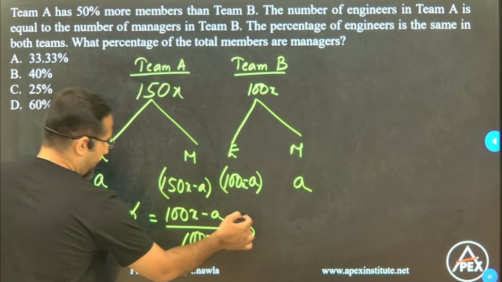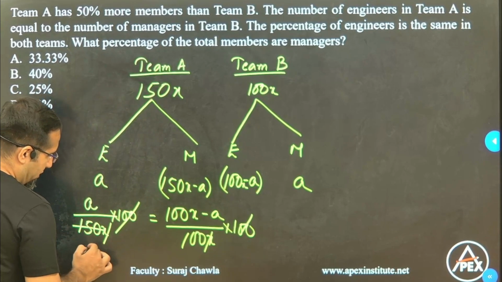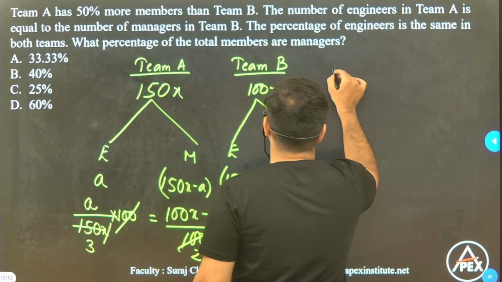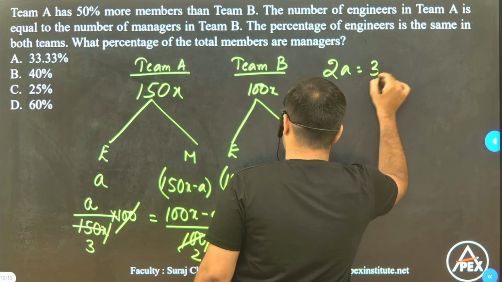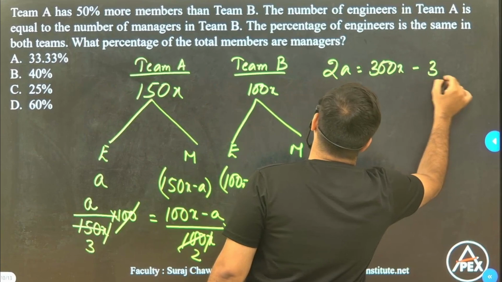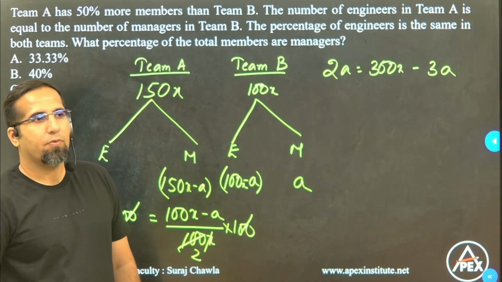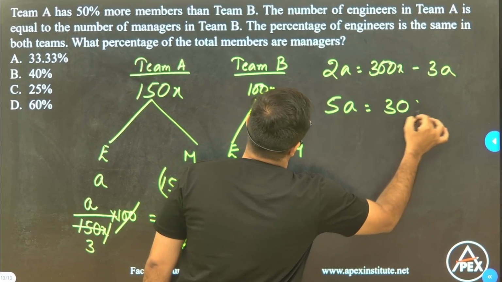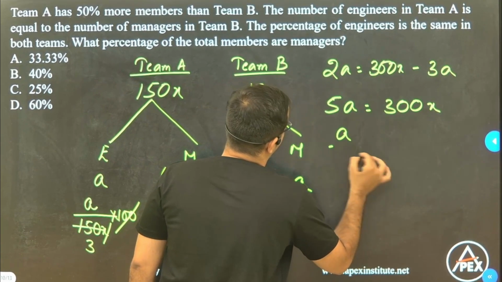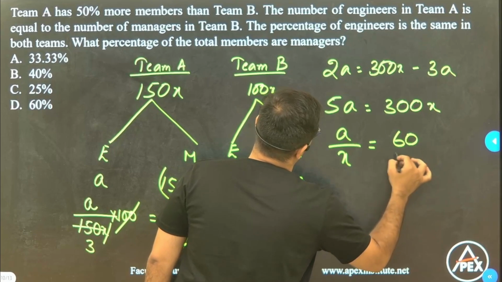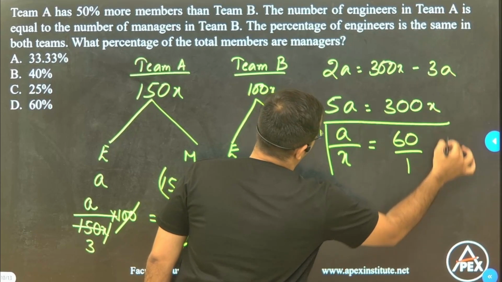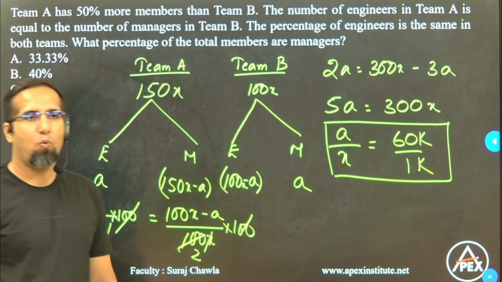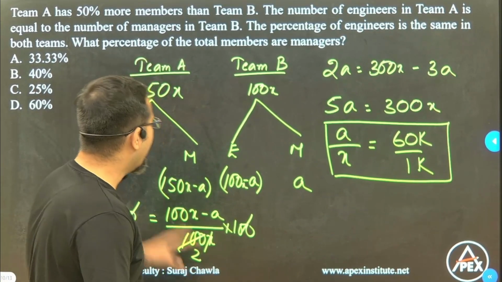So the 100 100 cancels, x x cancels, this is 3s are, this is 2s are. Let's cross multiply. So what do we get? We get 2a is equal to 300x minus 3a. When I transpose the values, what do we get? 5a is equal to 300x, and we get a by x is equal to 60 by 1. Now that we have the ratio, we can assume 60k and 1k. Okay? Very interesting question.